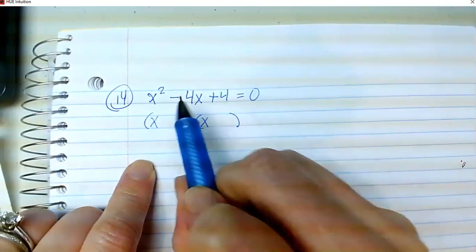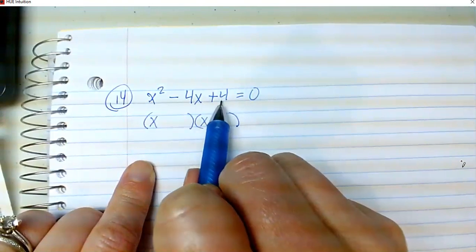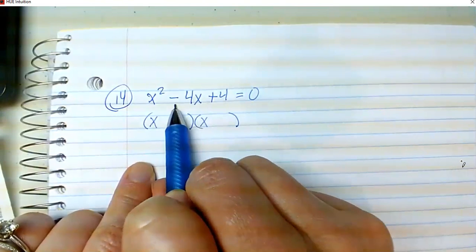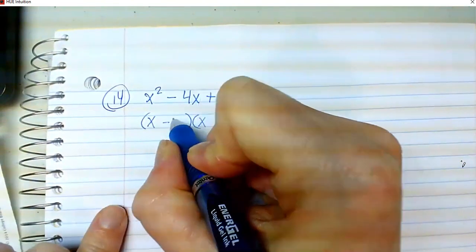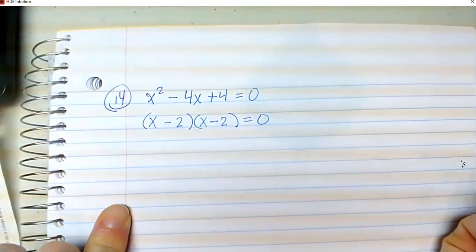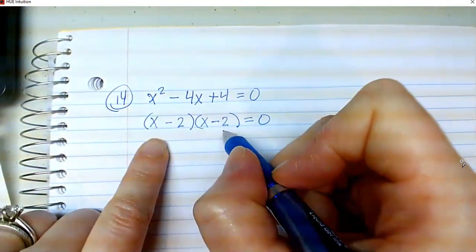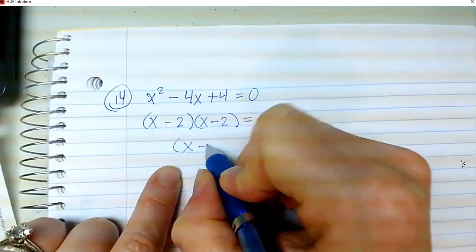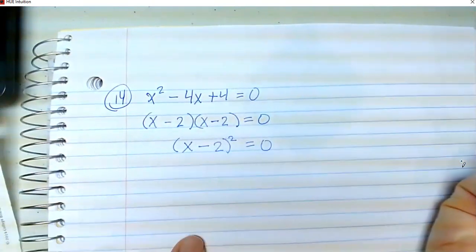You needed factors of 4 that add up to -4, okay? So factors of 4, well, 2 and 2 would work, but I need them both to be negative because my middle term, my b here, needs to be a -4. So I've got x minus 2 and x minus 2, and this whole thing is equal to 0. So I factored it into the two binomials. They're the same binomial, so we can write it as a perfect square trinomial: x minus 2 squared is equal to 0.